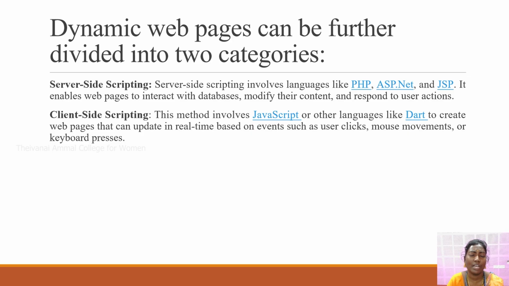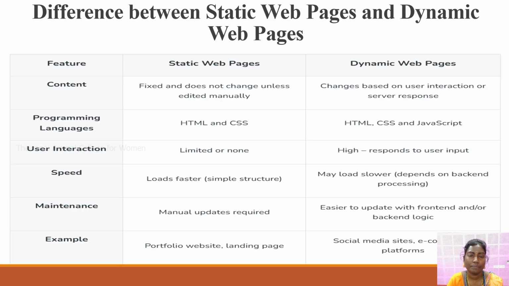Next, dynamic web pages consist of two categories: server-side scripting and client-side scripting. Server-side scripting languages are PHP, .NET, and JSP. It enables web pages to interact with the database. It can also modify the content and respond to the user action. Whereas client-side scripting involves JavaScript or other languages like Dart, used to create web pages. And it can update in real time based on events such as user clicks, mouse movement, and keyboard press. This is the difference between a static web page and a dynamic web page.